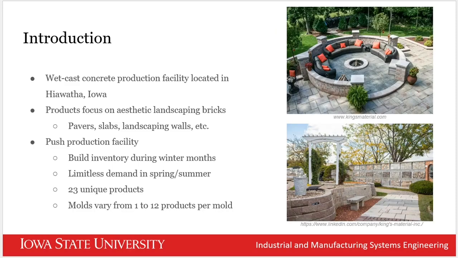To give a little background of King's Material, they're a wet cast concrete production facility located in Hiawatha, Iowa. Their products focus on aesthetic landscaping bricks such as pavers, slabs, and landscaping walls. They're also a huge push production facility with limitless demand in spring/summer.